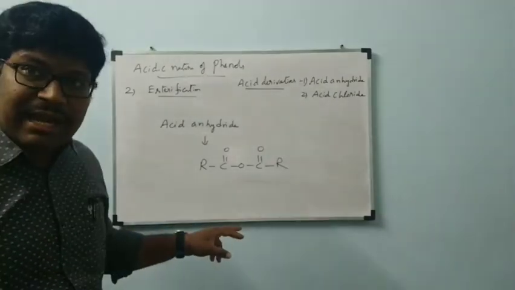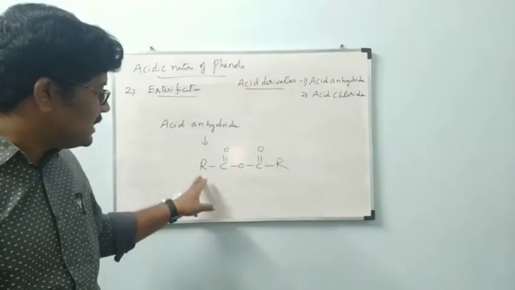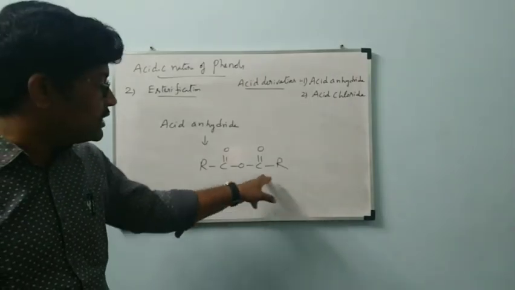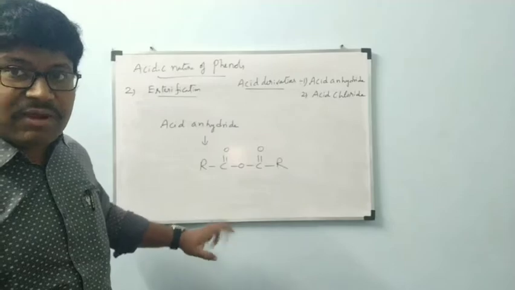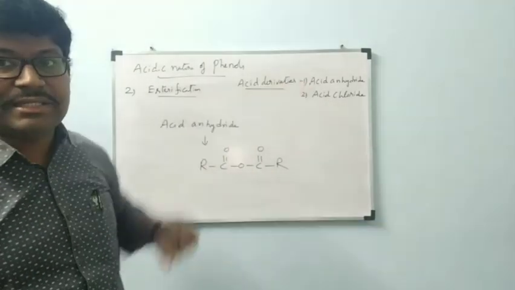If it is acetic anhydride, the R group is CH3: CH3, C double bond O, O, CO, CH3. This type of compounds which contain this general formula are called acid anhydrides. Next.